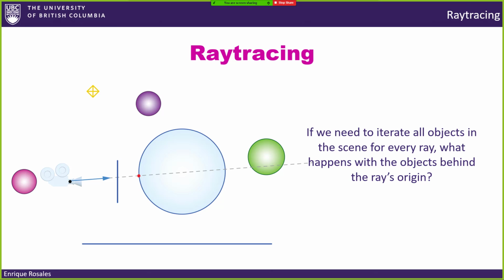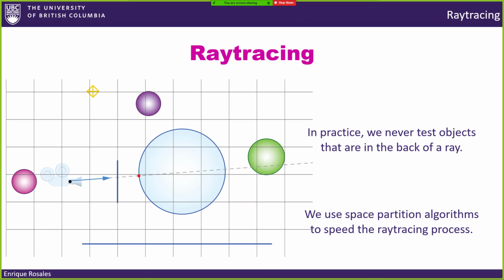So let's see something. In practice and in general, we never test objects that are in the back of a ray. Okay, and someone is already saying, aren't objects behind the camera discarded as they are not in the frustum? Yes, exactly. That's what I want to discuss with you today, and for you to think about. So there are a couple of things.